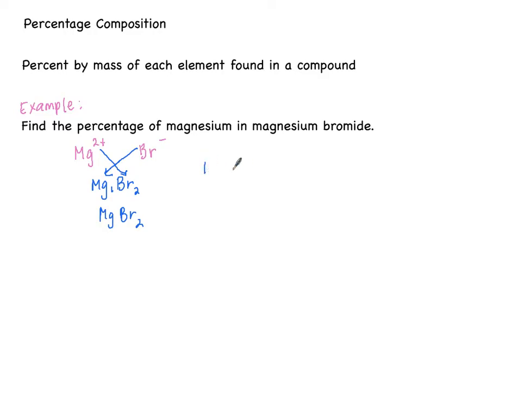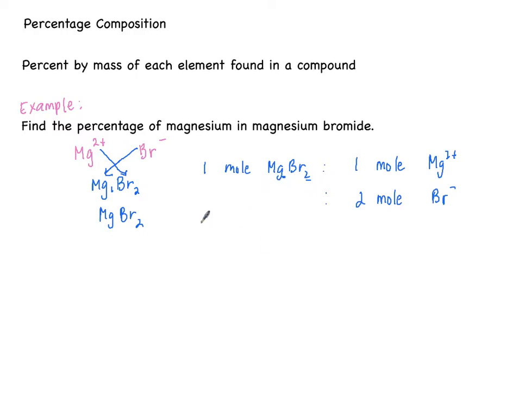So in terms of moles, that means if we've got 1 mole of magnesium bromide, then that means we've got 1 mole of magnesium ions, given that there's a 1 there, and we've got 2 moles of bromide ions, given that there's a 2 subscript there. So that's our interpretation of the ratio of moles in 1 mole of magnesium bromide.